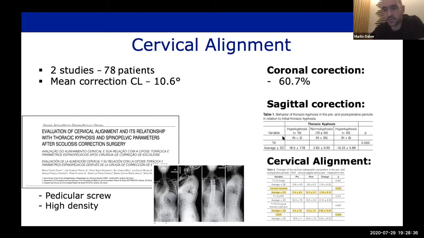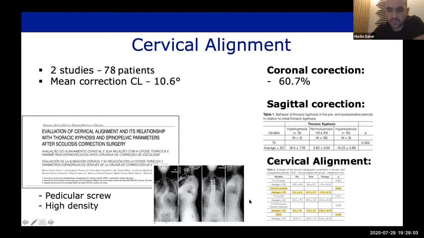For sagittal correction here, we had 16 degrees of increase of thoracic kyphosis, but only in 2 cases with hypokyphosis. And with patients with normal kyphosis, we had only 2 degrees of improvement of kyphosis. In patients with hyperkyphosis, we had a decrease of 10 degrees. So these results are quite similar to the results that we have in the literature.